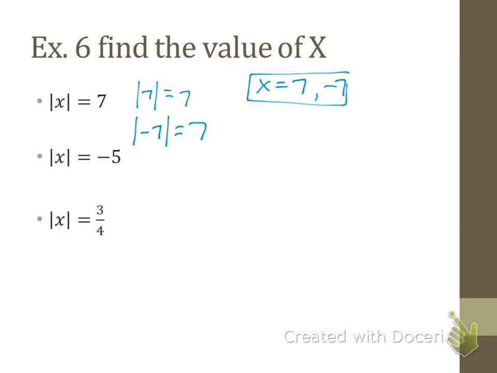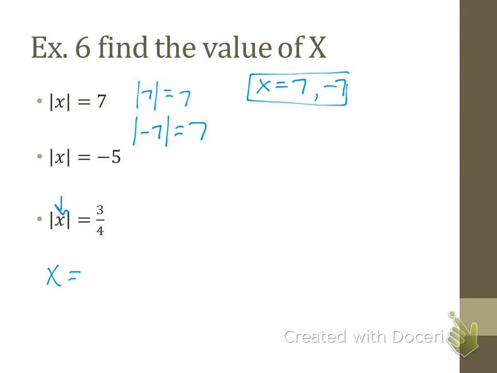All right, skipping to the third problem, okay? We're going to come back to the second one in just a second. What numbers could I plug in for x that would give me an absolute value of 3/4? Zachary? 0.75 and negative 0.75.